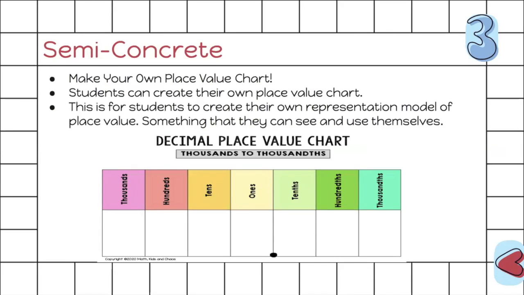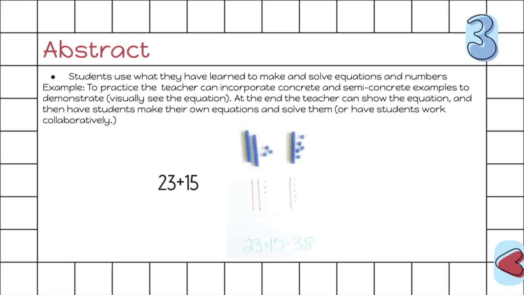So for semi-concrete, since it involves drawing pictures or ideas that represent the concrete objects previously used, we thought that having students make their own charts would be a great resource and tool for them for the future. You can even have them color coded. It's just a great resource for them to get comfortable with the place value charts, and it's great because you can use them in the lower levels as well as the upper levels.